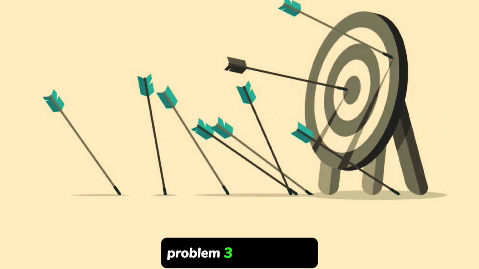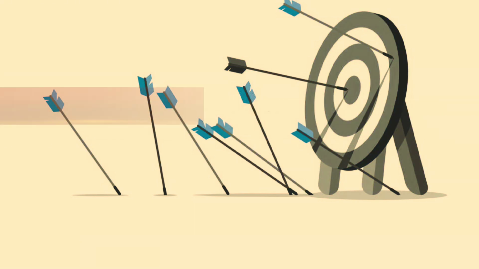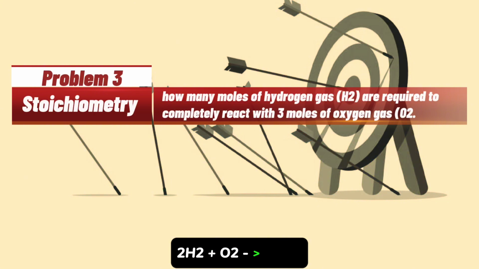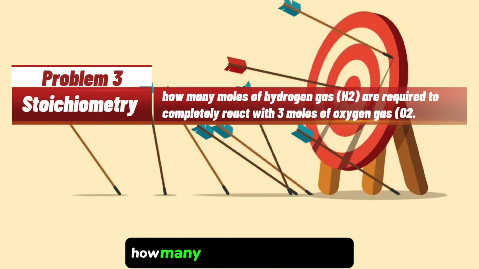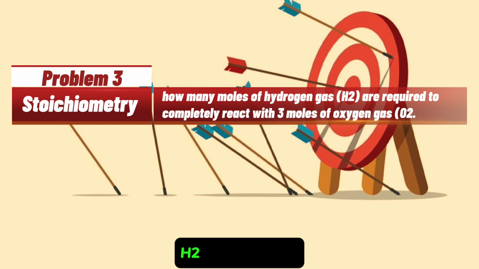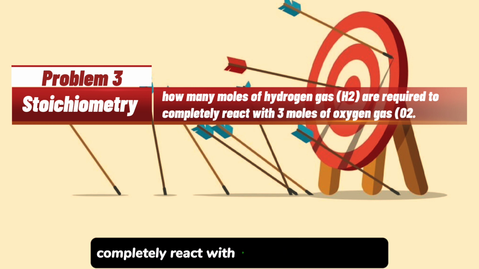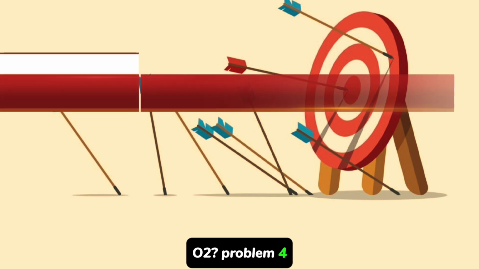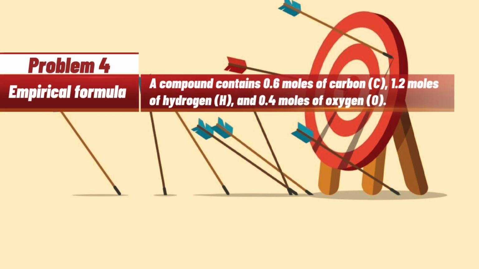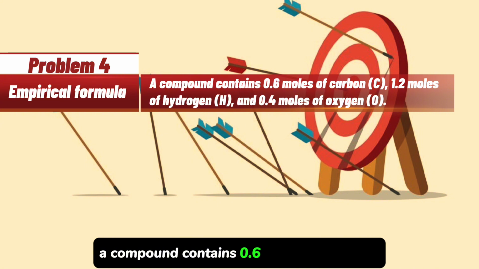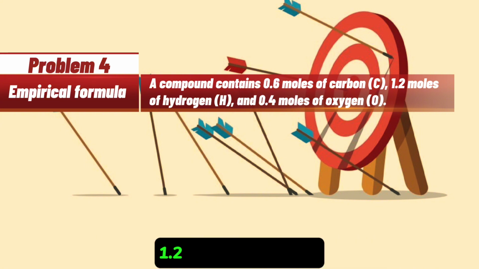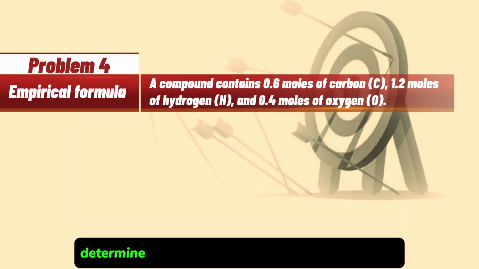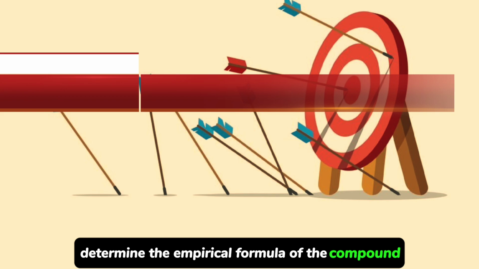Problem 3. Stoichiometry. In the reaction 2H2 plus O2 gives 2H2O, how many moles of hydrogen gas, H2, are required to completely react with 3 moles of oxygen gas, O2? Problem 4. Empirical formula. A compound contains 0.6 moles of carbon, C, 1.2 moles of hydrogen, H, and 0.4 moles of oxygen, O. Determine the empirical formula of the compound.